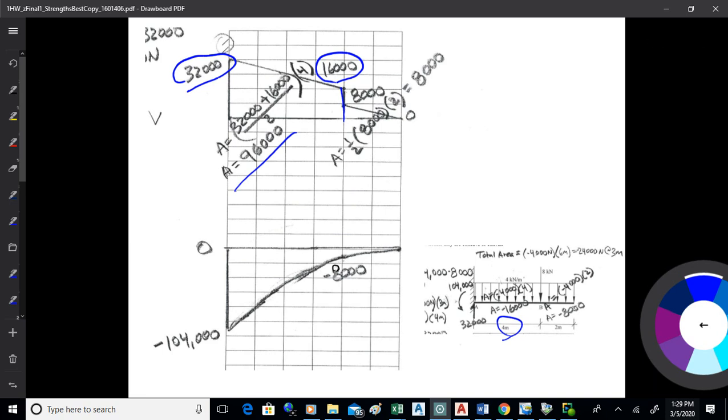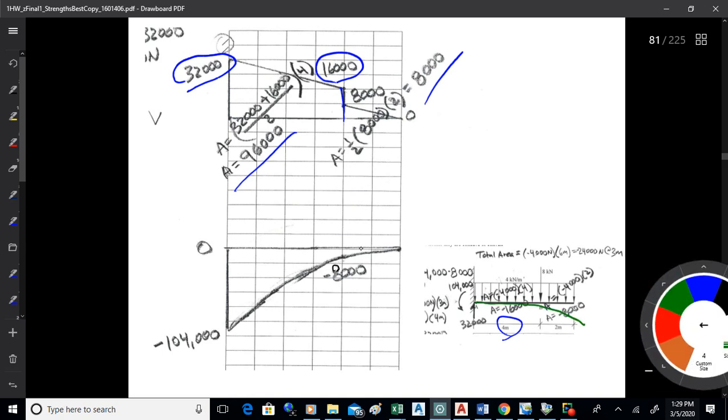All right, and then the area of the triangle on the right is 1/2 times 8,000 times the base at 2, it's 8,000. Those are positive areas. Now if you look at what's going to happen with that beam, these loads are going to bend it down like that. So that's a frowning beam, so to speak, so that's negative moment, okay? So that's why the whole diagram here is negative.